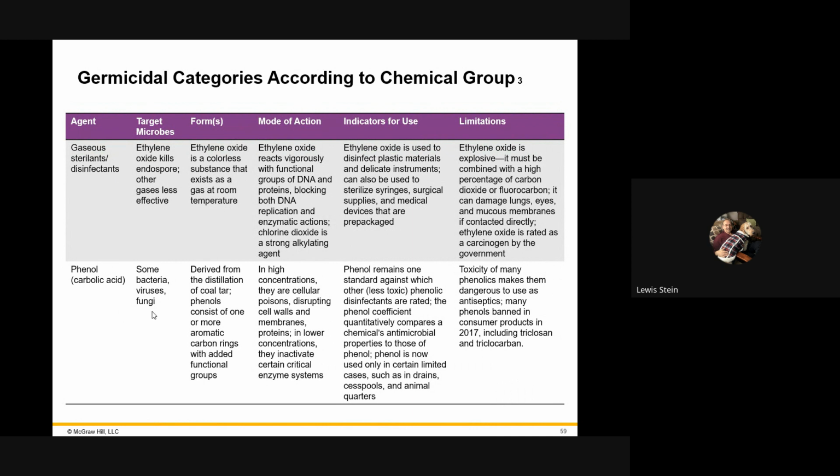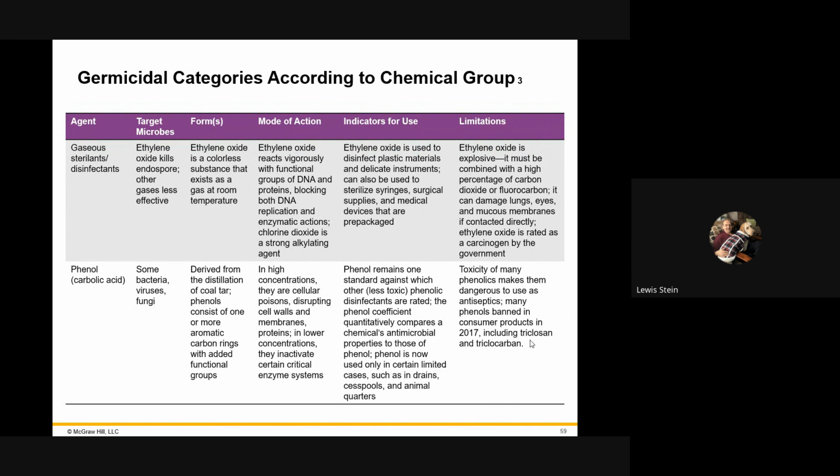Okay, and for the longest time, maybe, as you can see here, phenolics makes them dangerous. Remember I said they were great for organic substances, with Lister used initially, but banned in consumer products in 2017, particularly this one called triclosan. That was the common ingredient in antibacterial soap. They all contain triclosan.